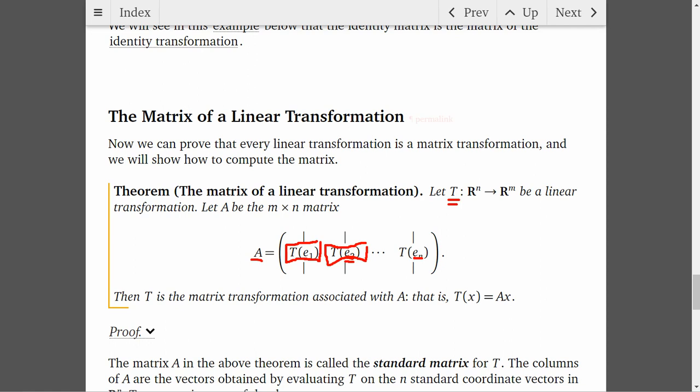So we can use this in the reverse as well. It means that if I know where the E1 vector gets mapped, I know the first column of A. If I know where the last basis vector gets mapped, I know the last column of A. So this is how you find the matrix of a linear transformation. You determine where each basis vector gets mapped to. If you can figure that out, you know the matrix.